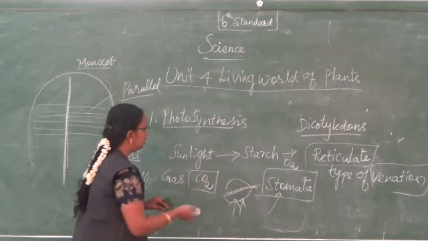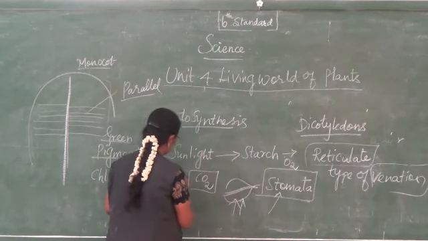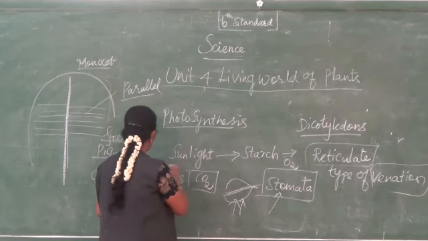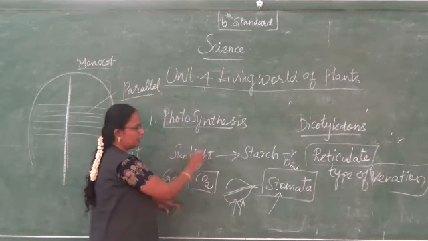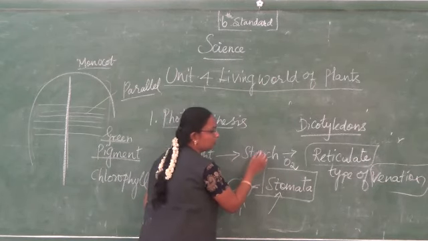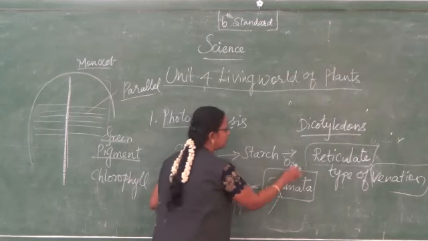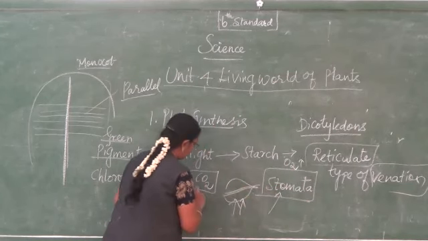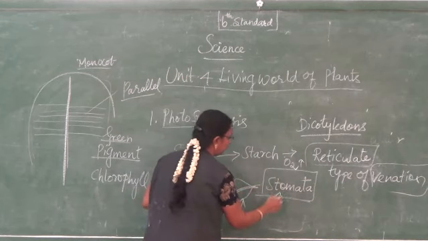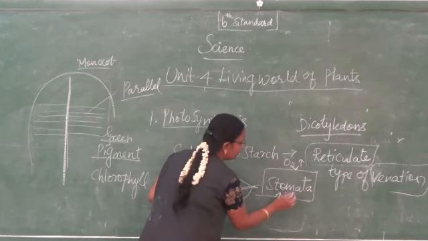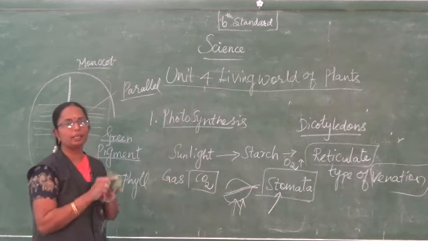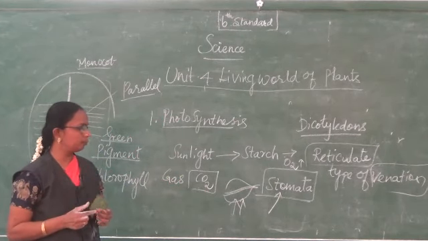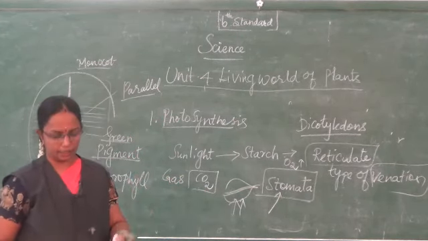The oxygen. So with the help of carbon dioxide, chlorophyll and sunlight, the plants are preparing their food called starch, and they are releasing the gas called oxygen. Then this carbon dioxide and oxygen are coming out through the stomata, which is present at the base of the leaf. So this is the structure of the leaf.